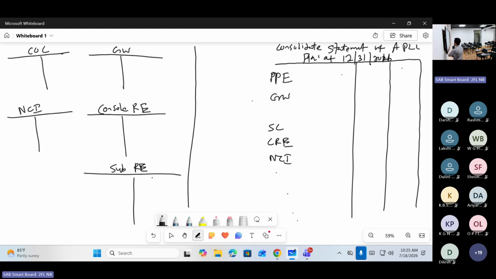Once you are doing your consolidation questions, a very important aspect is the assumptions. If you are going to use any assumptions for the calculation, you need to put them separately.